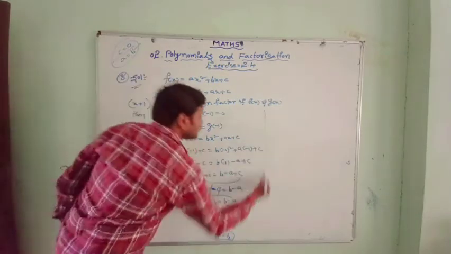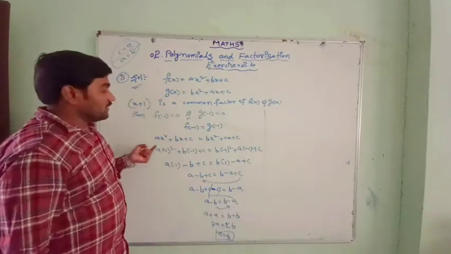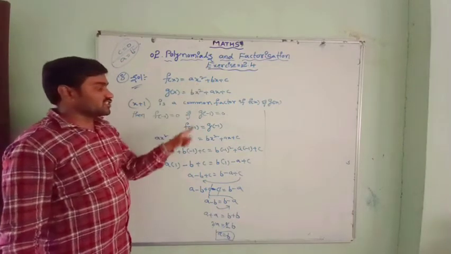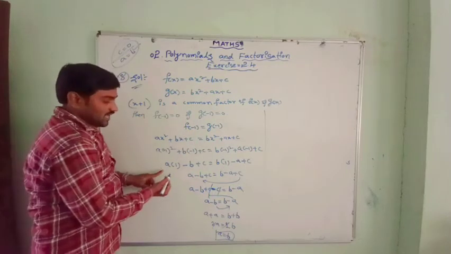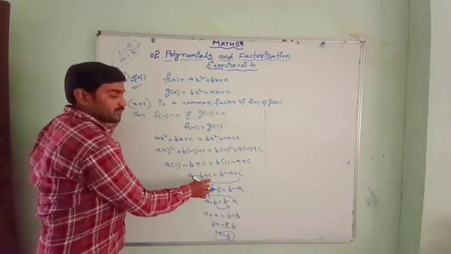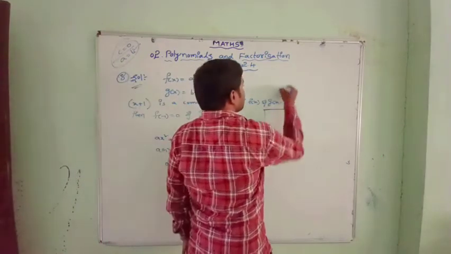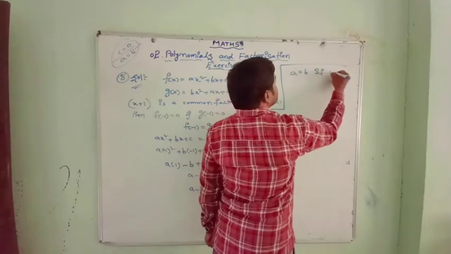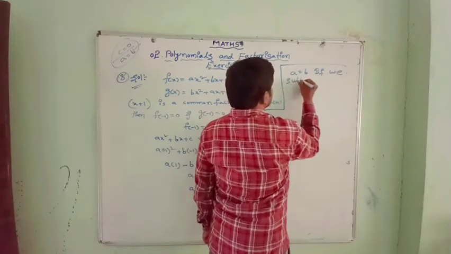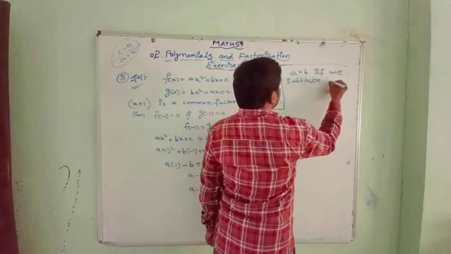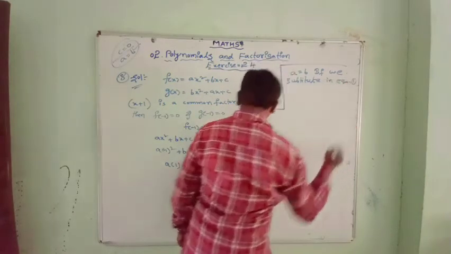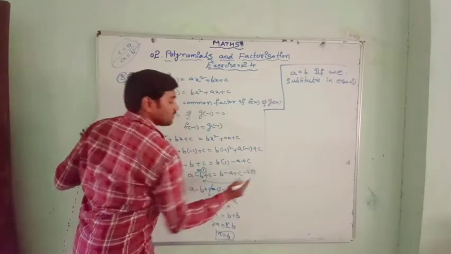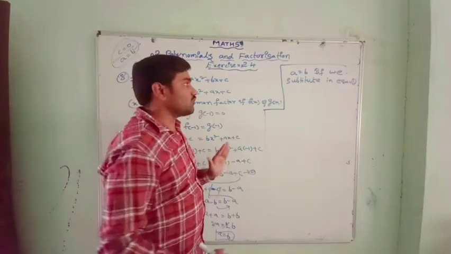Then what we have to do here, see that in f of x, in the place of x, if you substitute minus 1, you get this. Actually, a minus b plus c. If a equals b, if we substitute in equation number 1, and this we assume as equation number 2, either you substitute in equation number 1 or 2, you will get the same.